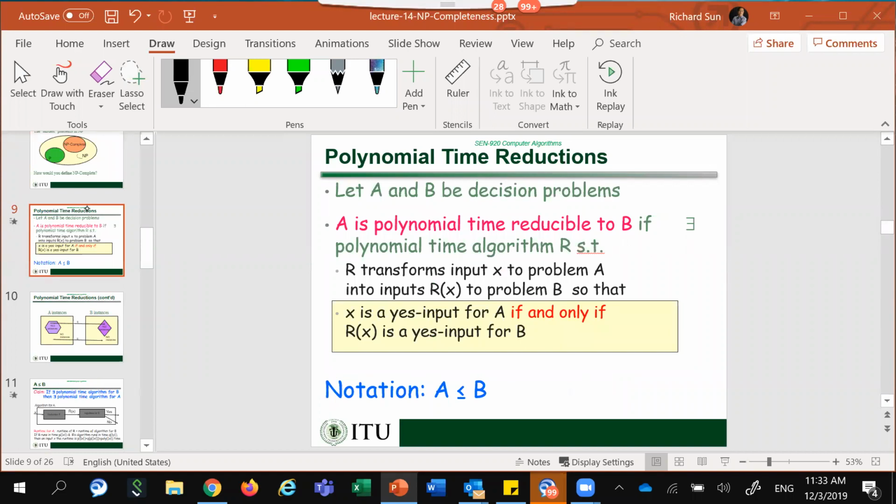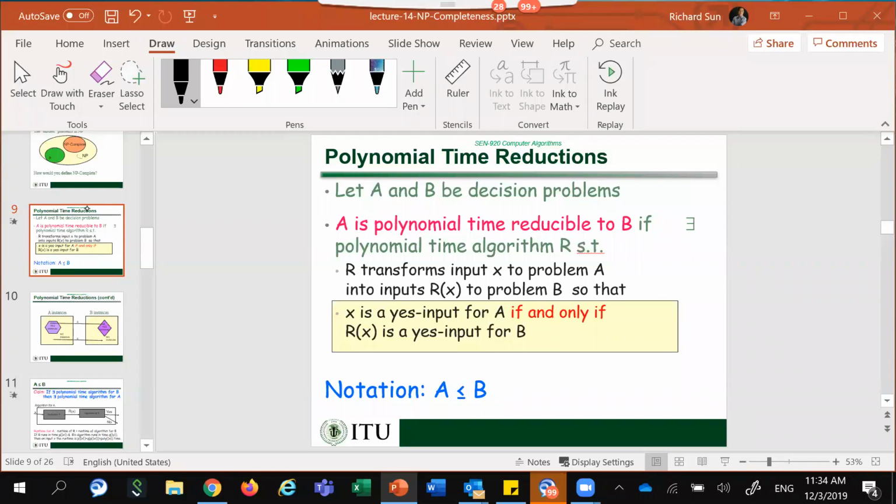Now I have to bring in this concept called polynomial time reduction. Polynomial time reduction is the following. Let's say I have A and B. They are both decision problems. And I say that A is polynomial time reducible to B. A can be reduced to B.